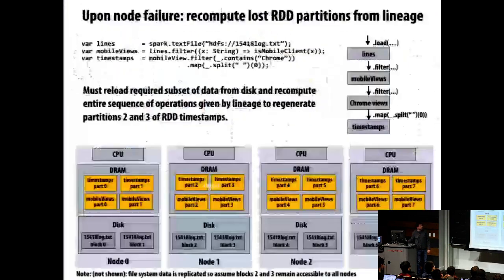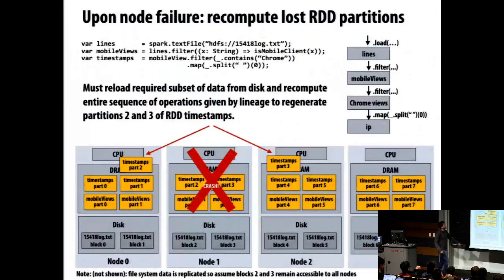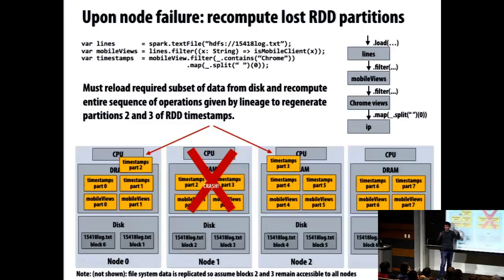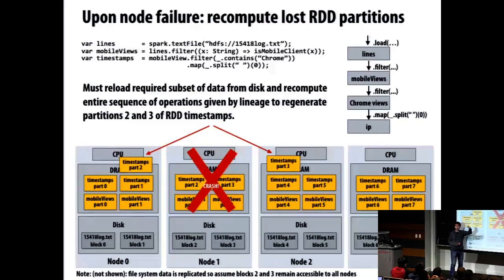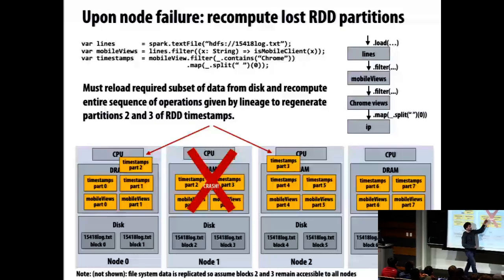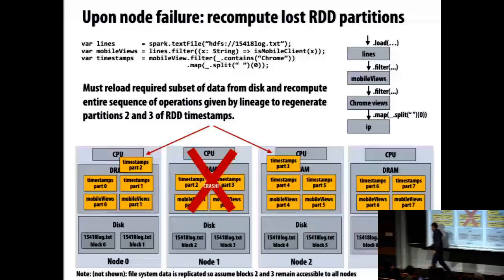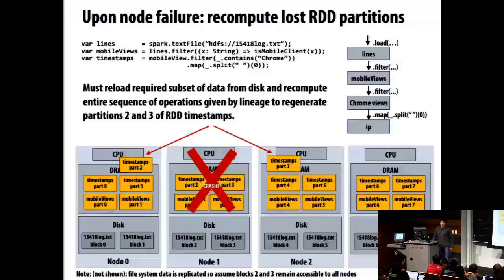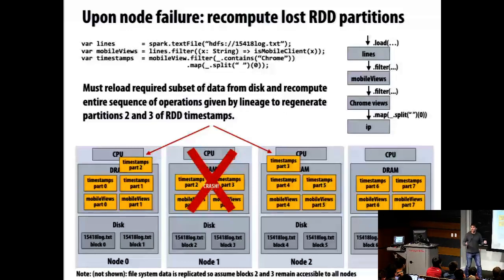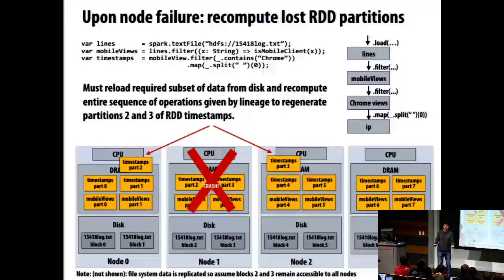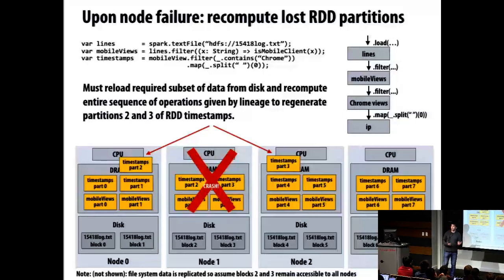If we lose a node, we can do the exact same thing. We can say, we just need to redo the lineage for that part of the output, and we'll walk up the chain and recompute everything that's necessary. And now partitions 2 and 3 are on the other nodes. Because you know how to recompute any value that could ever be computed by the computation, you can always go back and get it.